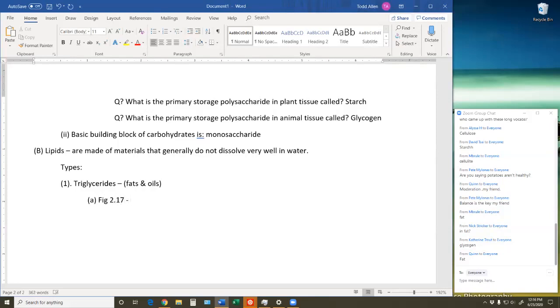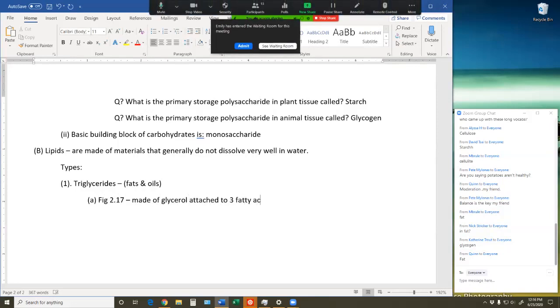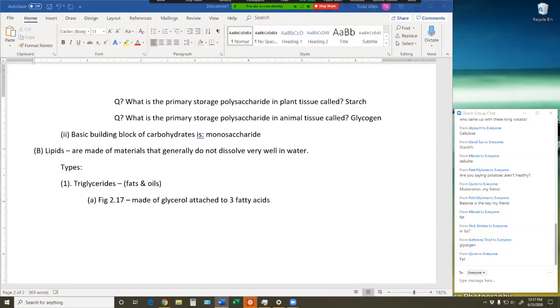Triglycerides are made of a glycerol molecule attached to 3 fatty acids. A glycerol molecule attached to 3 fatty acids. Folks, into the chat window, somebody tell me what color rectangle is around the fatty acids on page 33? What colored rectangle? Okay, Nick, right, red or orange perhaps.